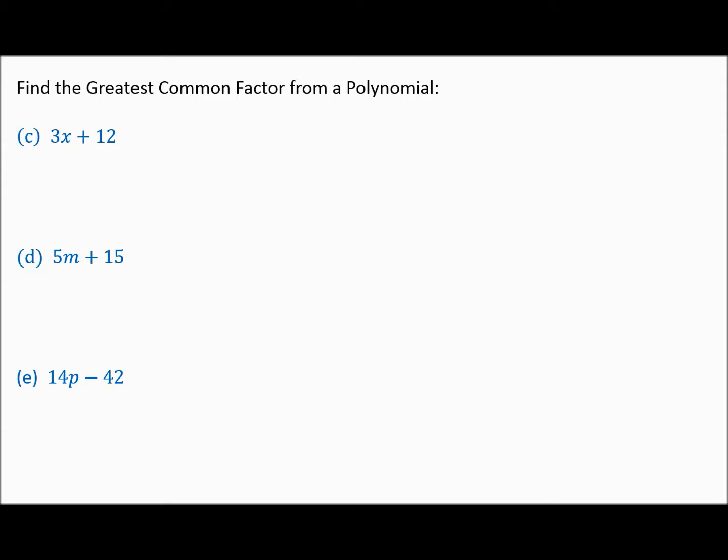Now we want to look at polynomials that have a greatest common factor. So our first example, like this, C, we have 3x as a term and 12 as a term. So you don't have to break this down into prime factors unless you just can't see for yourself what the biggest number that divides into both 3 and 12 is. But you know that's 3, right? 3 divides evenly into 3, and 3 divides evenly into 12.